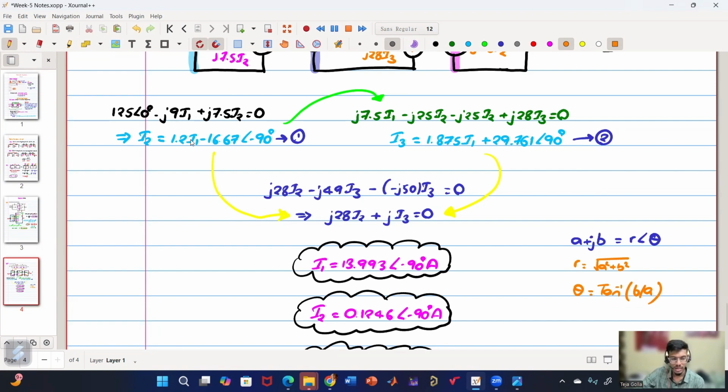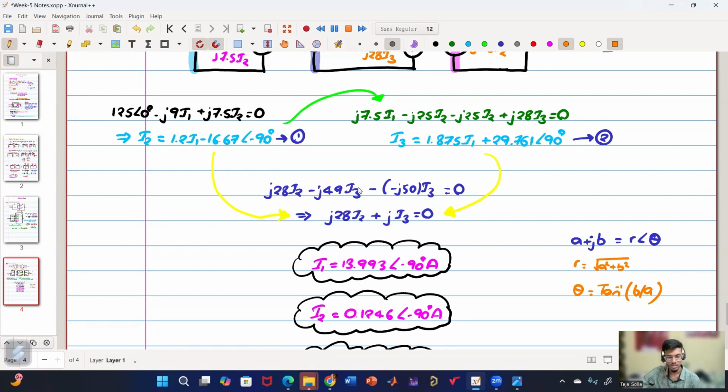Okay, sir. Then it will be 1.2 I1 and 125 angle 0 by minus j7.5. So minus j corresponds to minus 90 degrees, because here I have put minus. So 125 by minus j7.5. 125 by 7.5 is minus 16.67, and 1 by j is nothing but 1 angle minus 90 degrees. So you'll get this expression.